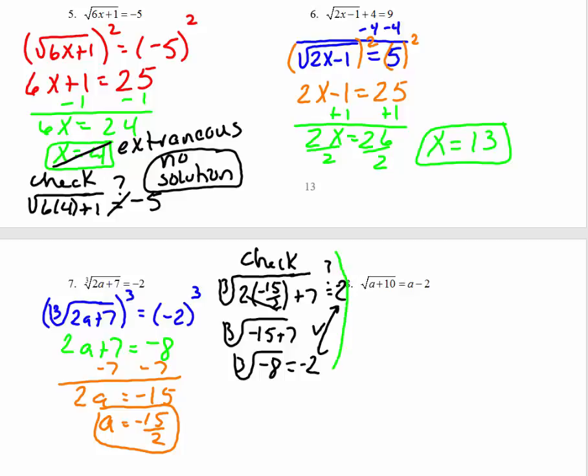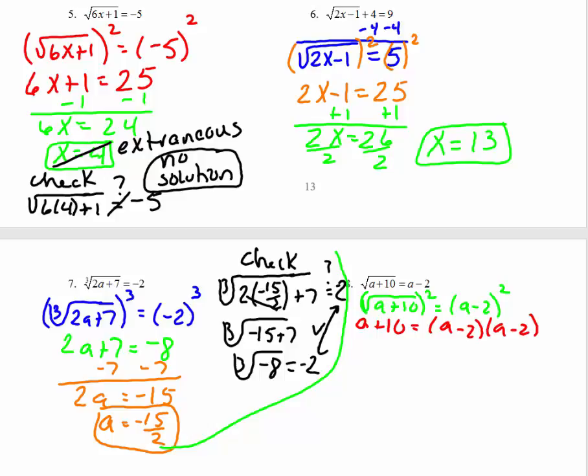Number 8. We have the square root of a plus 10 equaling a minus 2. So we have a square root. We need to raise both sides to a power that equals the index. And the index is 2, so we'll raise the left side to the square power, and we'll raise the right side to the square power. The left side is nice because the square and the square root just cancel out. But be careful on the right side. On the right side, we have to write that thing twice and FOIL it out. So we'll write it twice, a minus 2 times a minus 2.